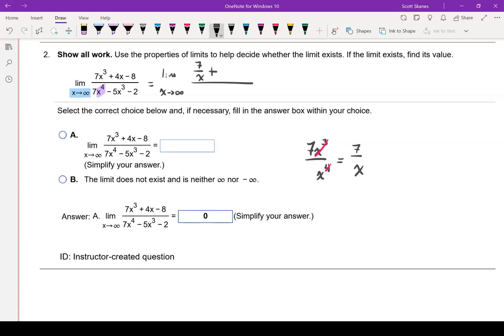So for 4x cubed over x to the power of 4, that's 4 over x. Then this is going to be 8 over x to the power of 4. This is going to be 7. This is going to be 5 over x. And this is going to be 2 over x to the power of 4. So take your time with those. All of these evaluated at infinity basically give us zeros.